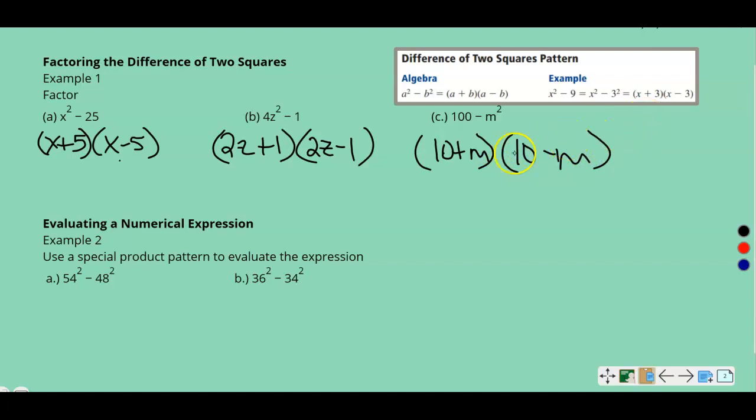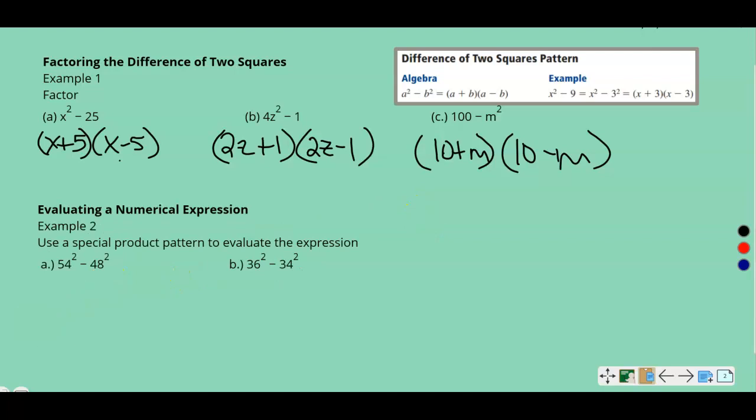Once again, you can always multiply to make sure it works out. So 10 times 10 is 100. Minus 10m plus 10m, cancel the middle term. m times negative m is negative m squared.